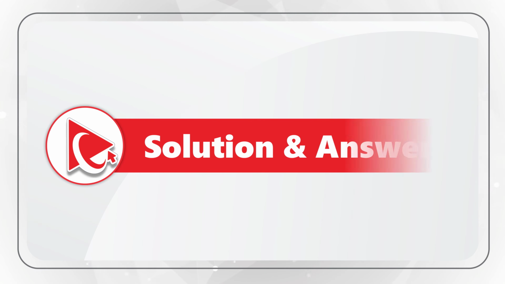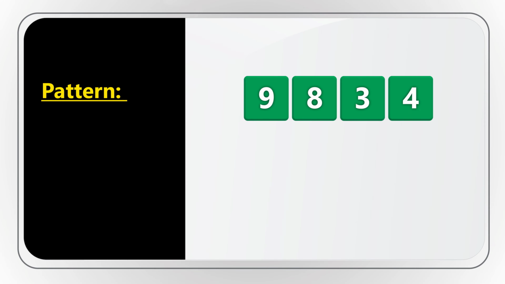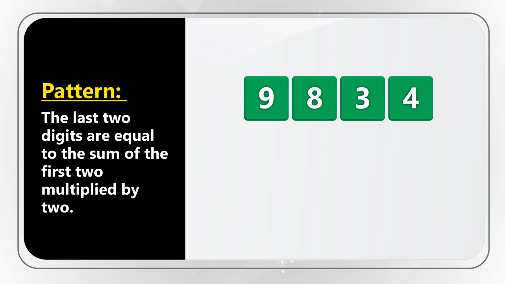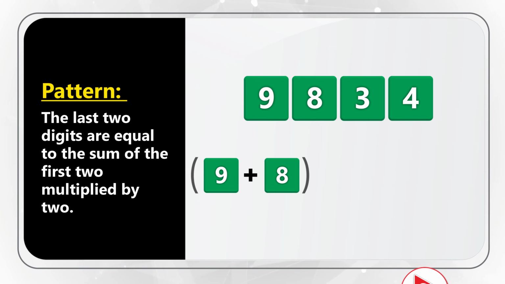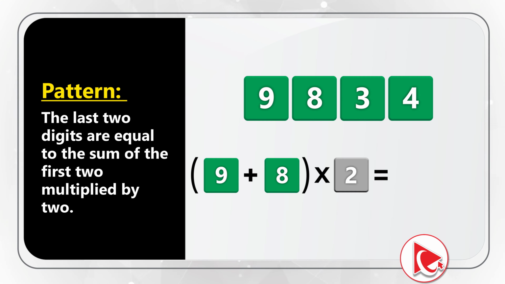You're probably tired of hearing this on this channel, but to solve these types of challenges, you need to detect the pattern. And the pattern here is that the last 2 digits are equal to the sum of the first 2 digits multiplied by 2. Let's look at the example. The first row contains numbers 9, 8, 3, 4. And the expression here is that (9 plus 8) multiplied by 2 equals 34.